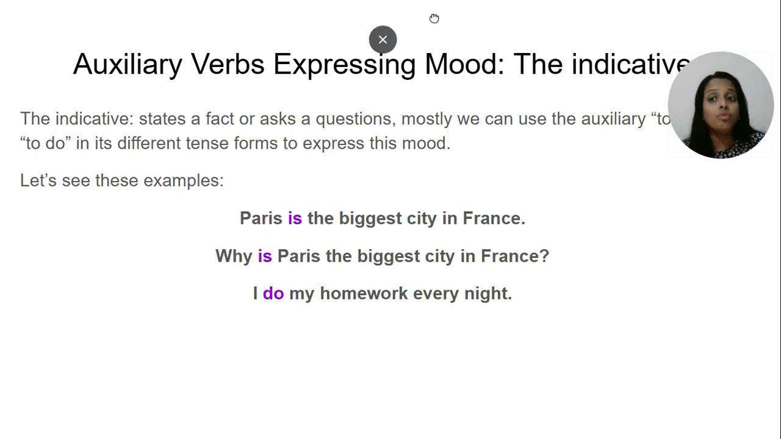Now, I want you to think for a second. Can you think of another example where you use the indicative mood? Maybe something about your own routine or a simple fact you know to be true. Drop them in the comments.